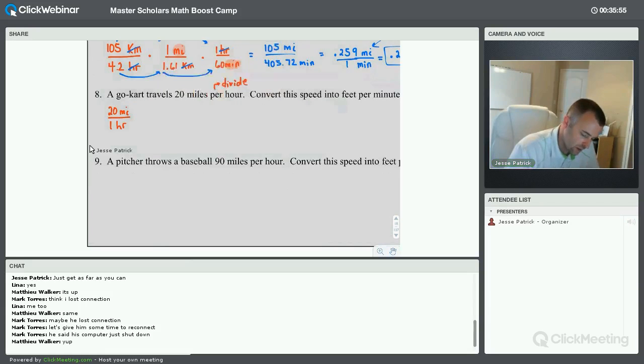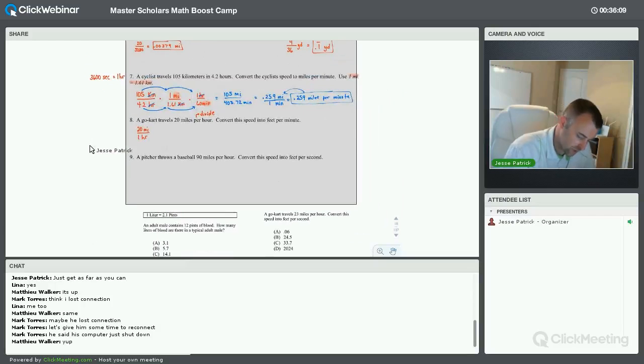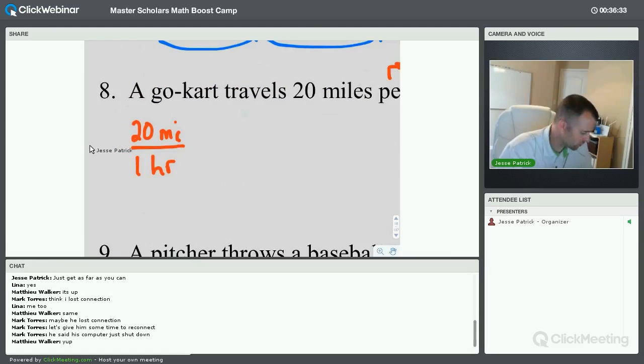I have 20 miles per hour. That's how fast this go-kart's going. It's a very simple question in the sense that they're telling you exactly what to do: convert this speed into feet per minute. Now you notice this 1 hour is 3,600 seconds. That's what I would be using on number 9. Otherwise, it's basically the same question. If you want to see when 3,600 seconds equals an hour would have shown up, it would have shown up in number 9. Anyway, what we're going to do is convert to feet per minute. So I have my miles. I'm going to start.